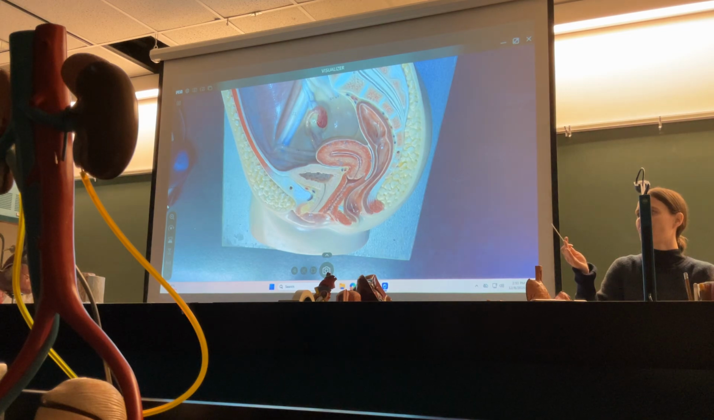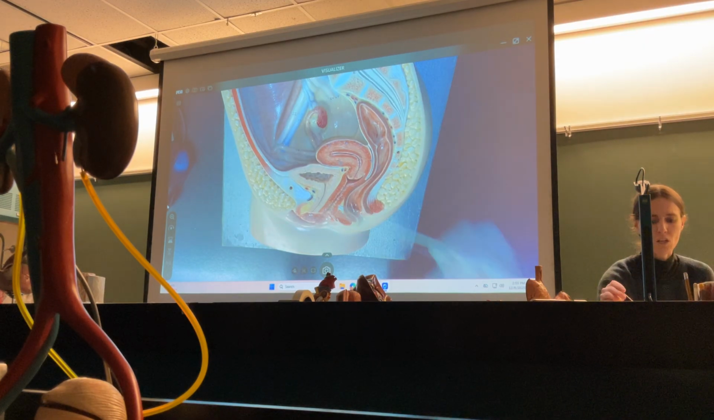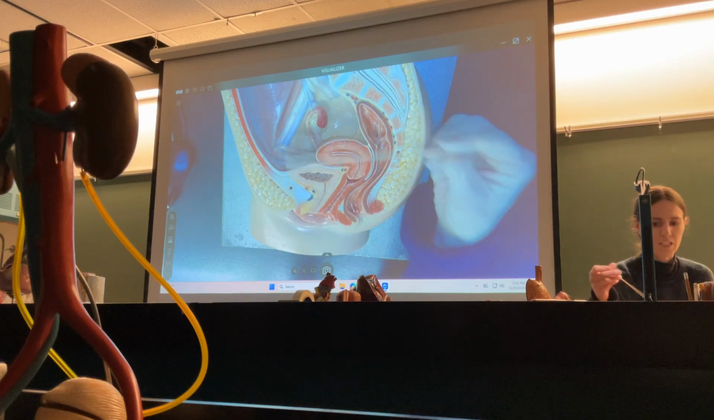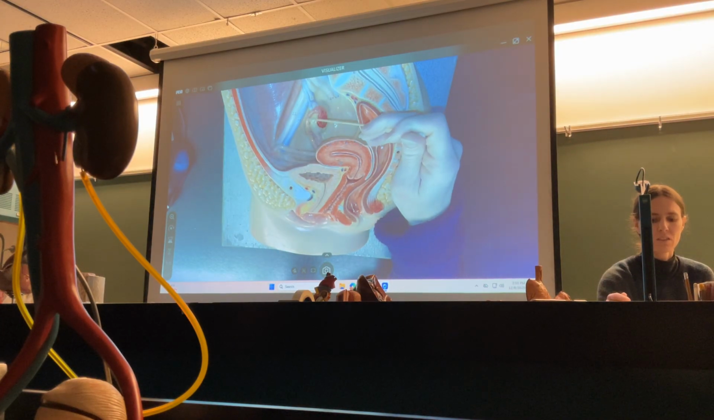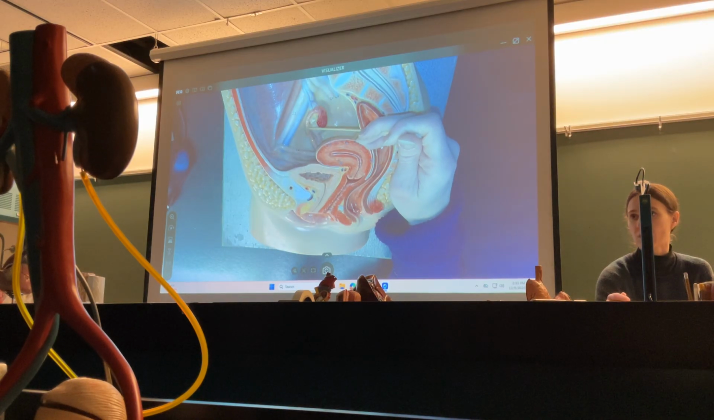Stratum functionalis. So that's going to be the layer that's shed each time. What's going to be the layer that continually regenerates it? Basal layer. The stratum basale, or basal layer. What is this structure here? Uterine tube. The fallopian or the uterine tubes, and that's where fertilization actually takes place.